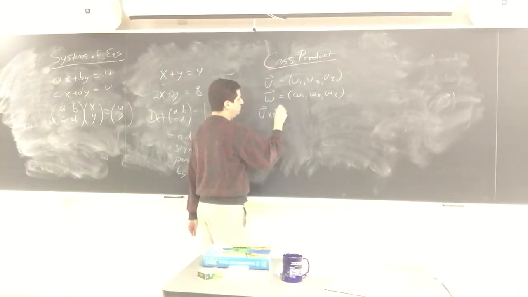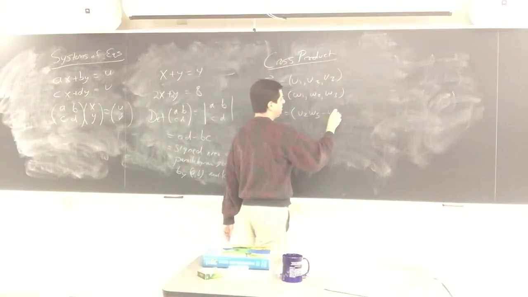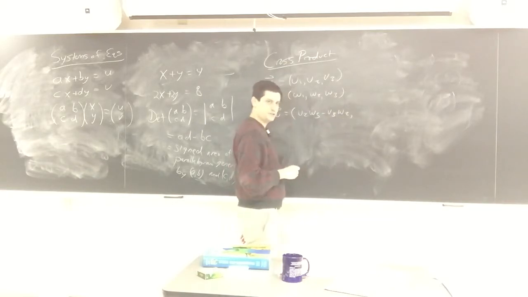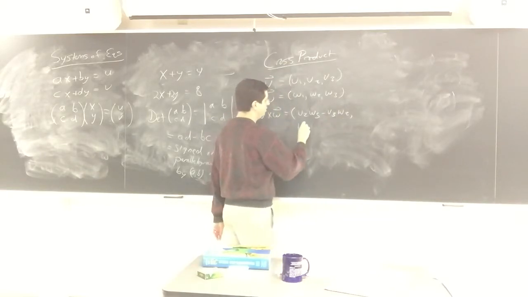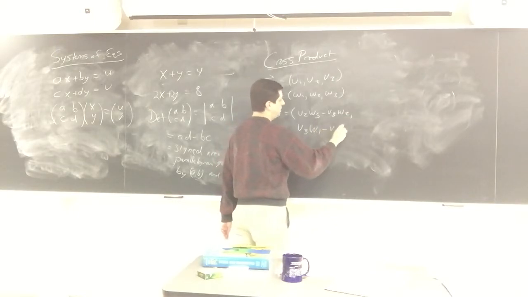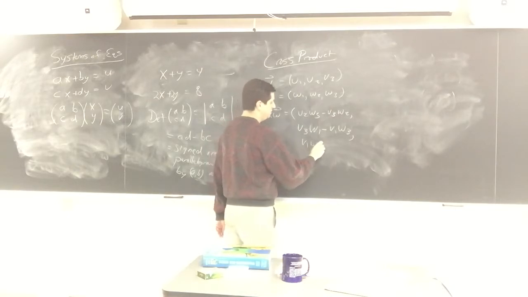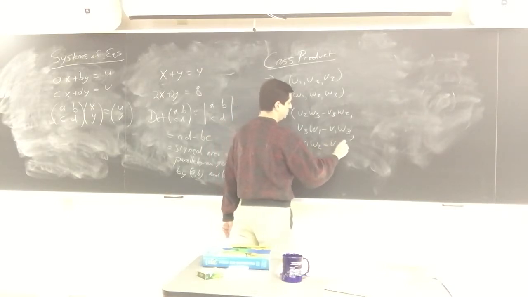V cross W is the new vector V2 W3 minus V3 W2 as its first component. Its second component is V3 W1 minus V1 W3. And its third component is V1 W2 minus V2 W1.